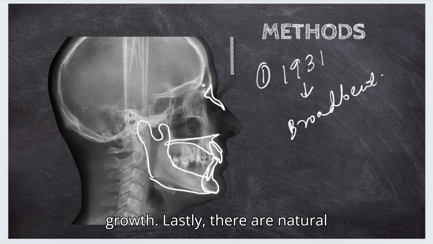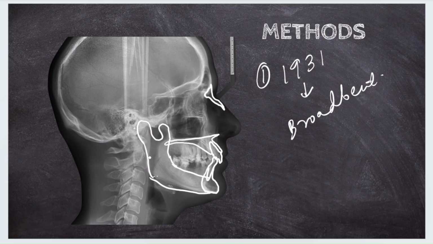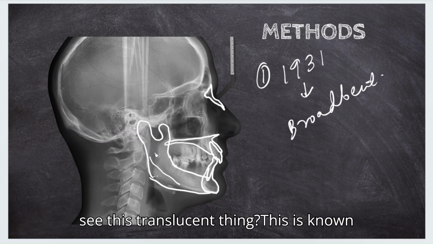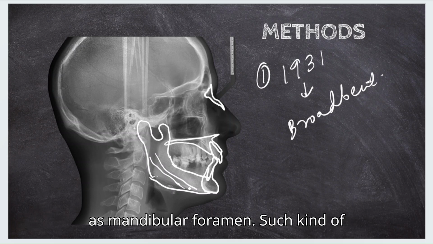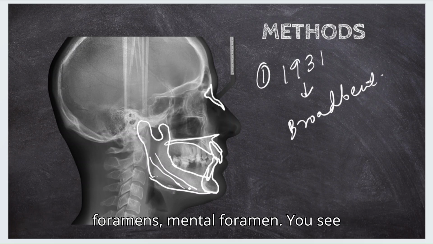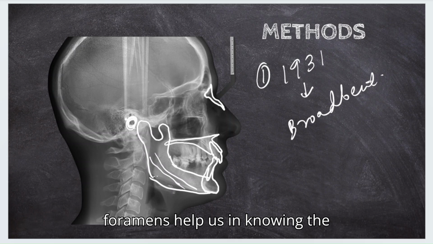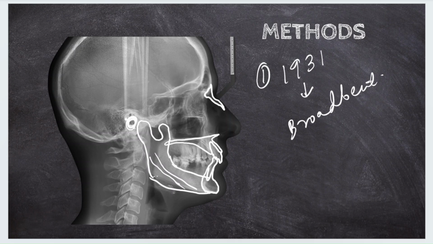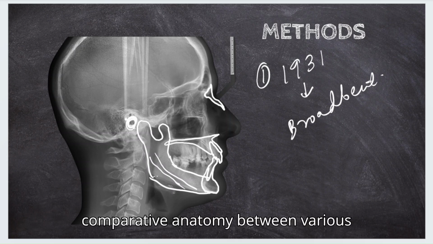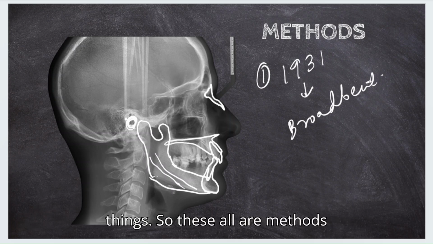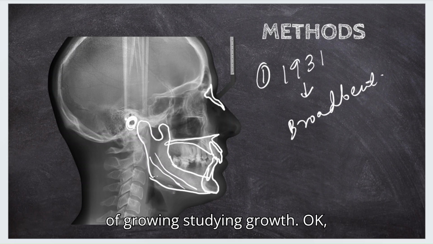Lastly, there are natural markers also. For example, see, can you see this translucent thing? This is known as the mandibular foramen. Such kind of foramens, the mental foramen, you see this? These all foramens help us in knowing the growth. And lastly, there is comparative anatomy between various things. So these all are methods of studying growth.